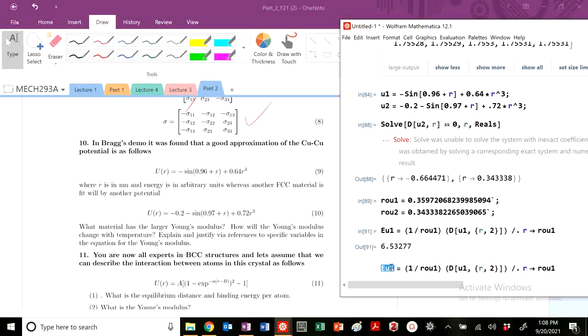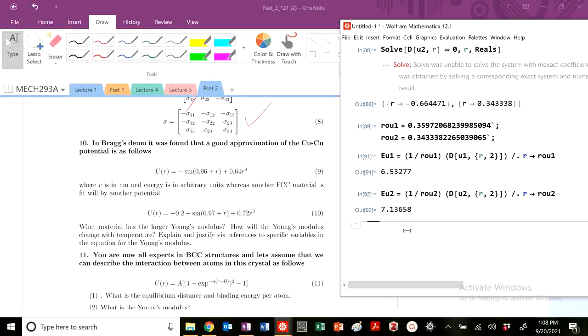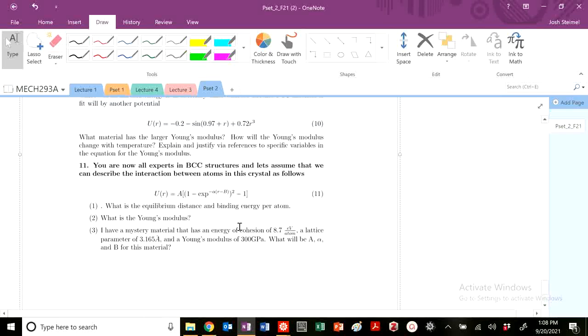This is for U2. So my second material has a larger Young's modulus. How will the Young's modulus change with temperature? Again, it generally decreases because my potential curve will also change as a function of temperature. And also, you should expect that your R naught value will change as well. It'll expand, so that value should decrease as well. Excellent.